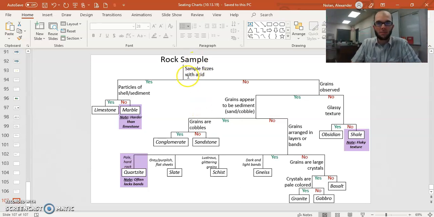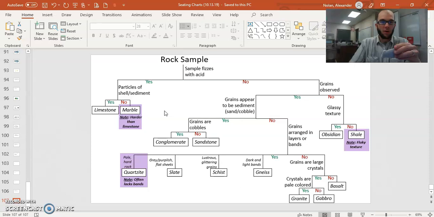And so what that means, because the answer is yes, we're going to take a left here. Now we just have to tell, well, are there particles of shell or sediment, or are there not? Well, if we look really closely at this, I don't see any actual pieces of shell or pieces of sediment. Do you? So I would say no. So in answer to this question, are there particles of shell or sediment? No. So we're going to take a right. And what we're left with is marble. As long as we use the key correctly and we answer our questions right, we can be pretty reasonably certain that this is marble.